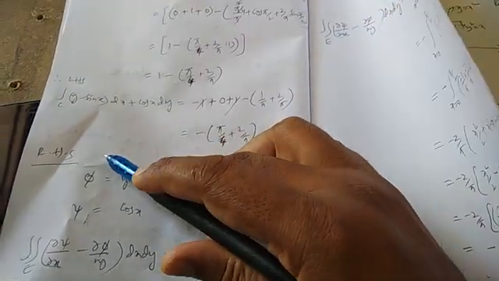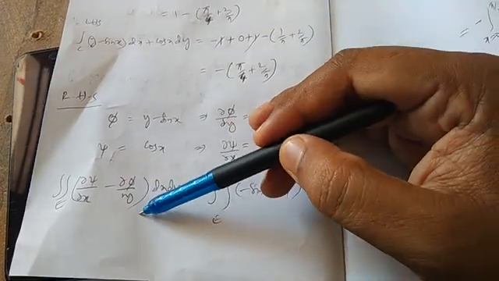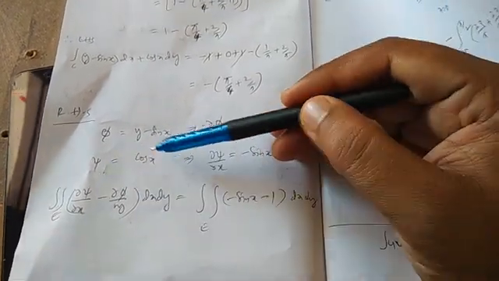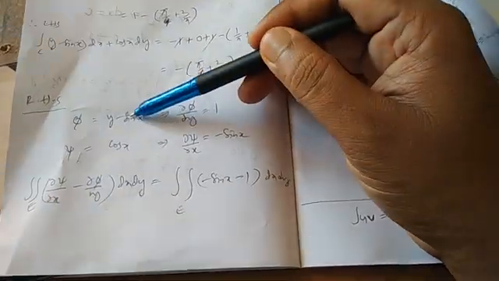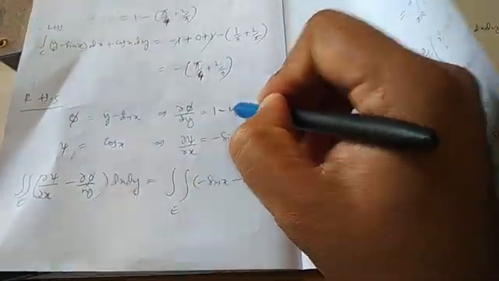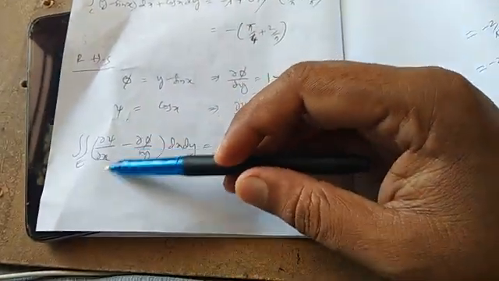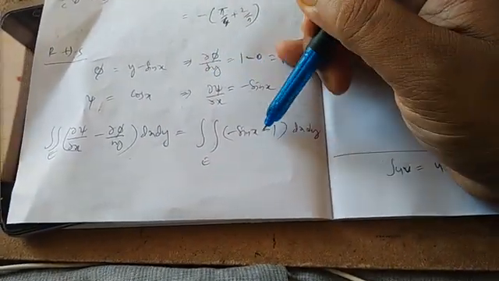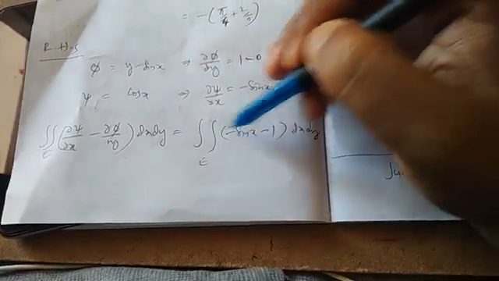Now we need to go for RHS. For RHS, it is the double integral over E of dou psi by dou x minus dou phi by dou y. First find these derivatives. Phi is y minus sin x and psi is cos x. Dou phi by dou y, the derivative with respect to y, is 1, since the derivative of sin x with respect to y is 0. Dou psi by dou x, the derivative of cos x, is minus sin x. So dou psi by dou x minus dou phi by dou y is minus sin x minus 1, so we can take minus common.